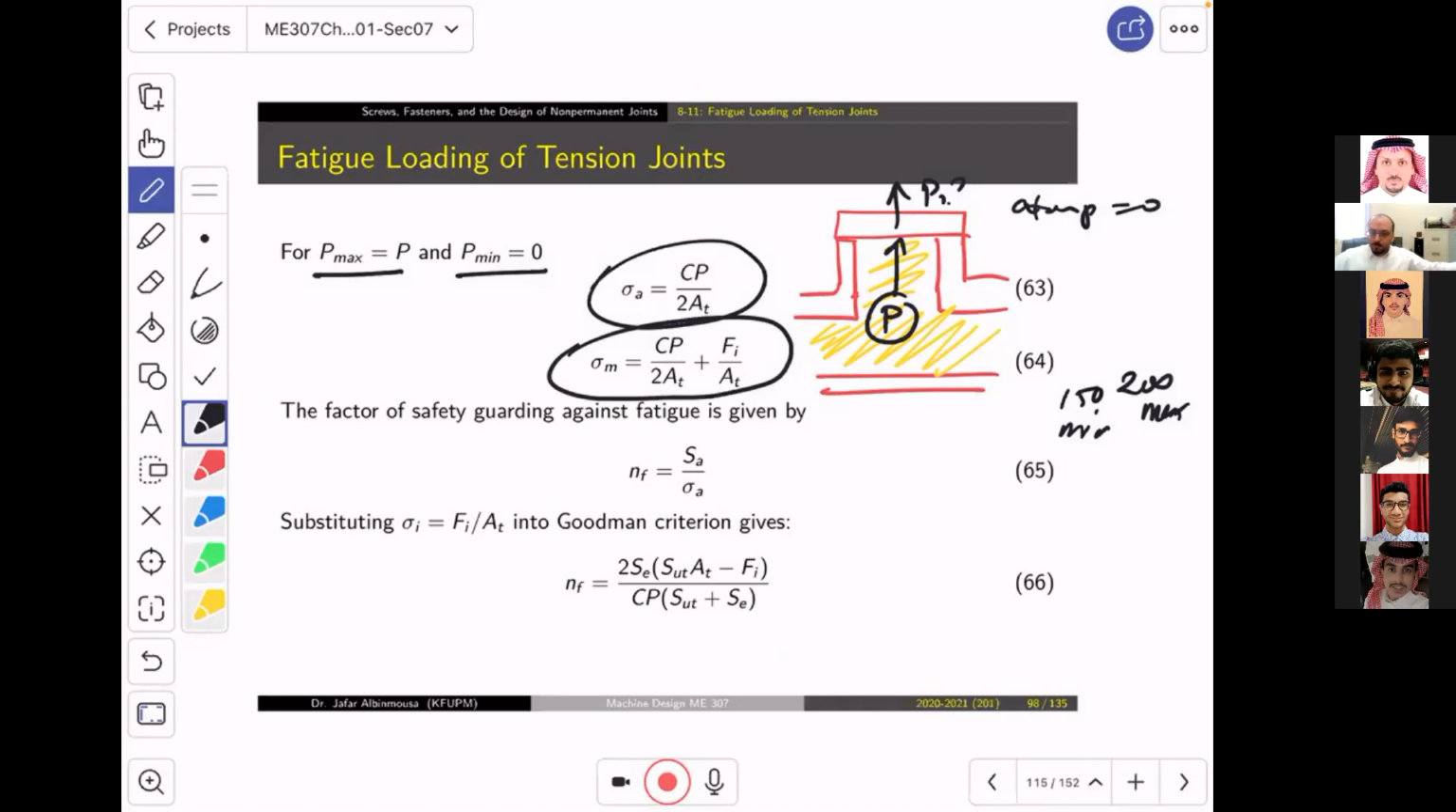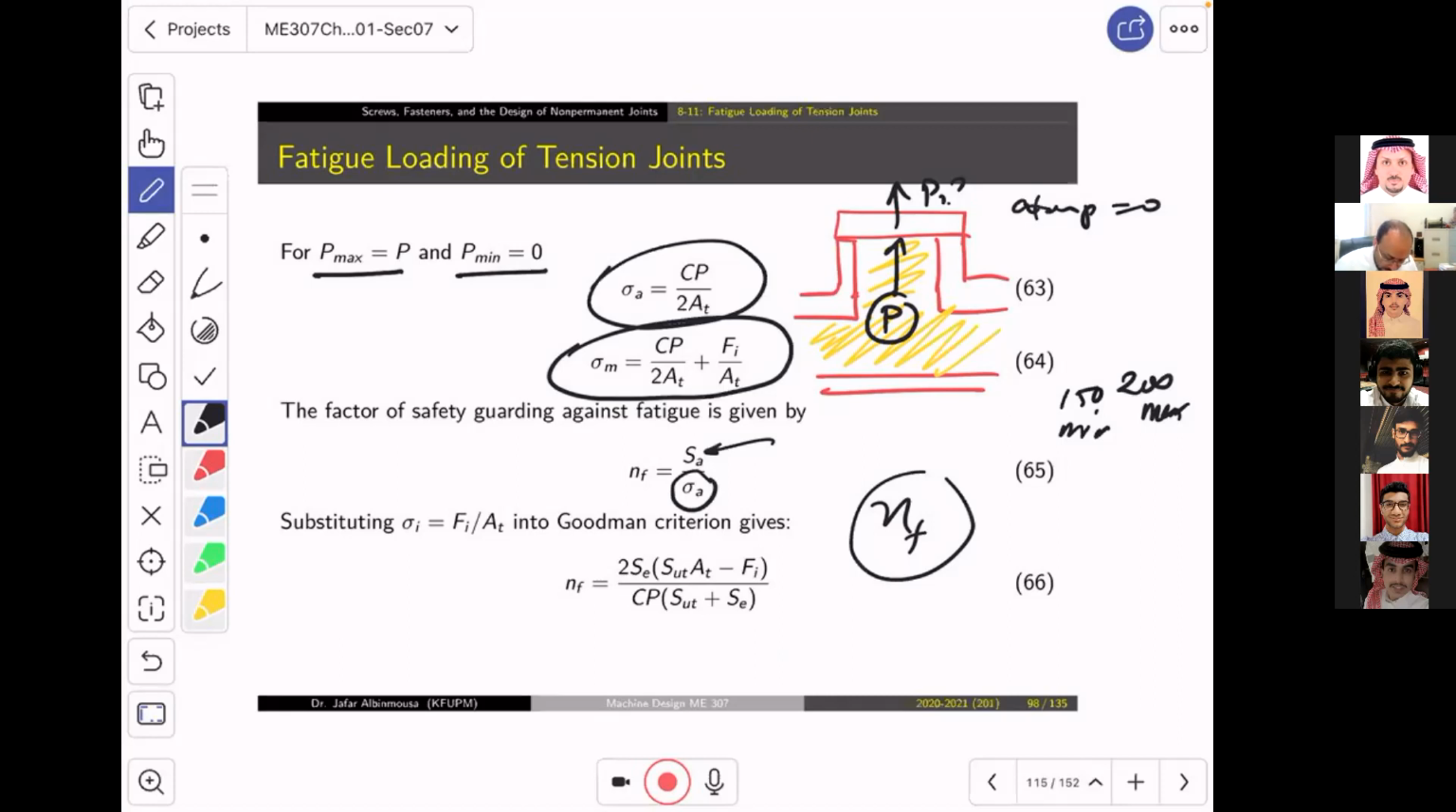This is now a very simplified case. And it is very common, very, very common, especially with the pipe pressure thing. Now, so what is then the factor of safety? What is NF? Well, NF is going to be SA, which is the strength amplitude divided by the amplitude that we are applying ourselves.